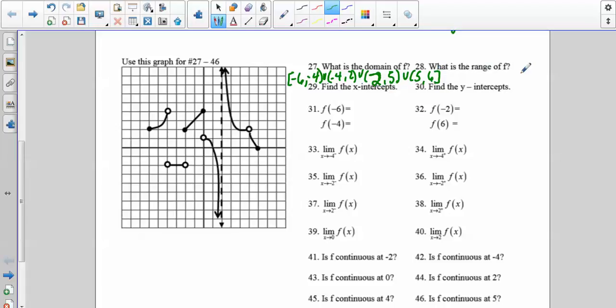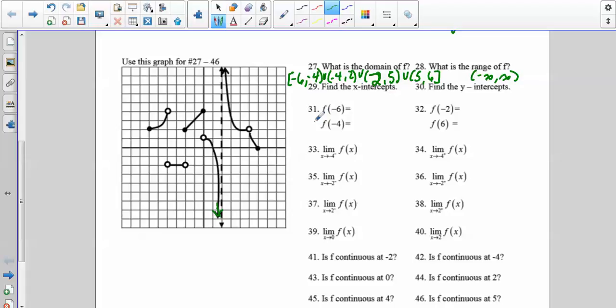The range, however, starts all the way down here at negative infinity. It keeps going up until 1, and then after 1 it picks up again right here. Looks like maybe we would have to leave this value out of the range, but nope, it's covered over here. So we keep going all the way up to positive infinity. So the range is simply negative infinity to positive infinity.